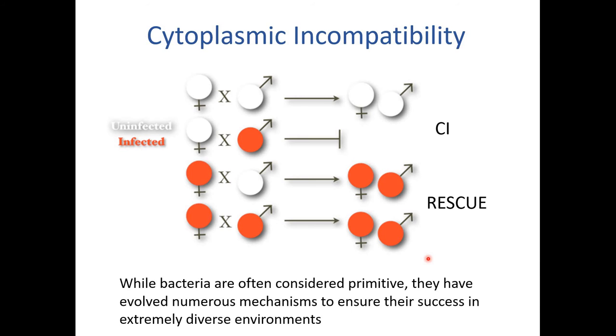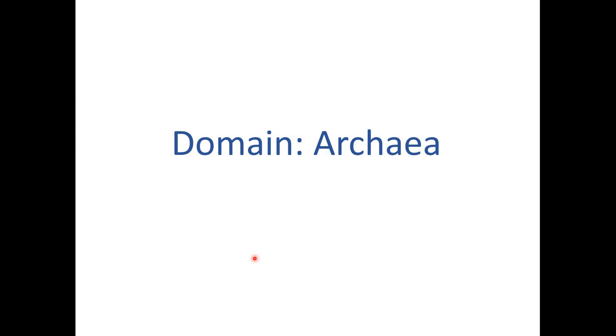So I wanted to highlight this because, while we talk about bacteria being considered primitive and things like that, they have actually evolved numerous fascinating mechanisms to ensure their success in extremely diverse environments. And again, the fact that bacteria are the most abundant organism on Earth really highlights the evolutionary success that they've had. Okay, so let's move on to the domain Archaea.